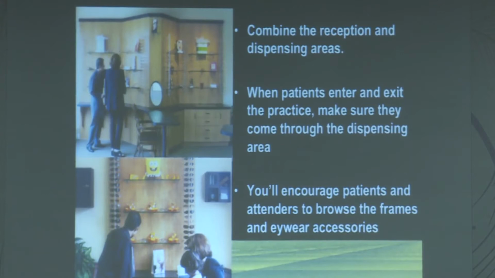Where to locate the optical: it should not be in the back end of your practice. Ideally, it should be in the entry, because location is a very, very important parameter. So you can combine the reception and dispensary area. When patients wait in your reception area, they can go through the frames, and that waiting time can be better utilized. You can ask the attenders and patients to just go through all this outlet. So don't make it a lockable one. Just keep it open so that these people can enter and have a look at your frames and optical outlet. Presentation is very important.